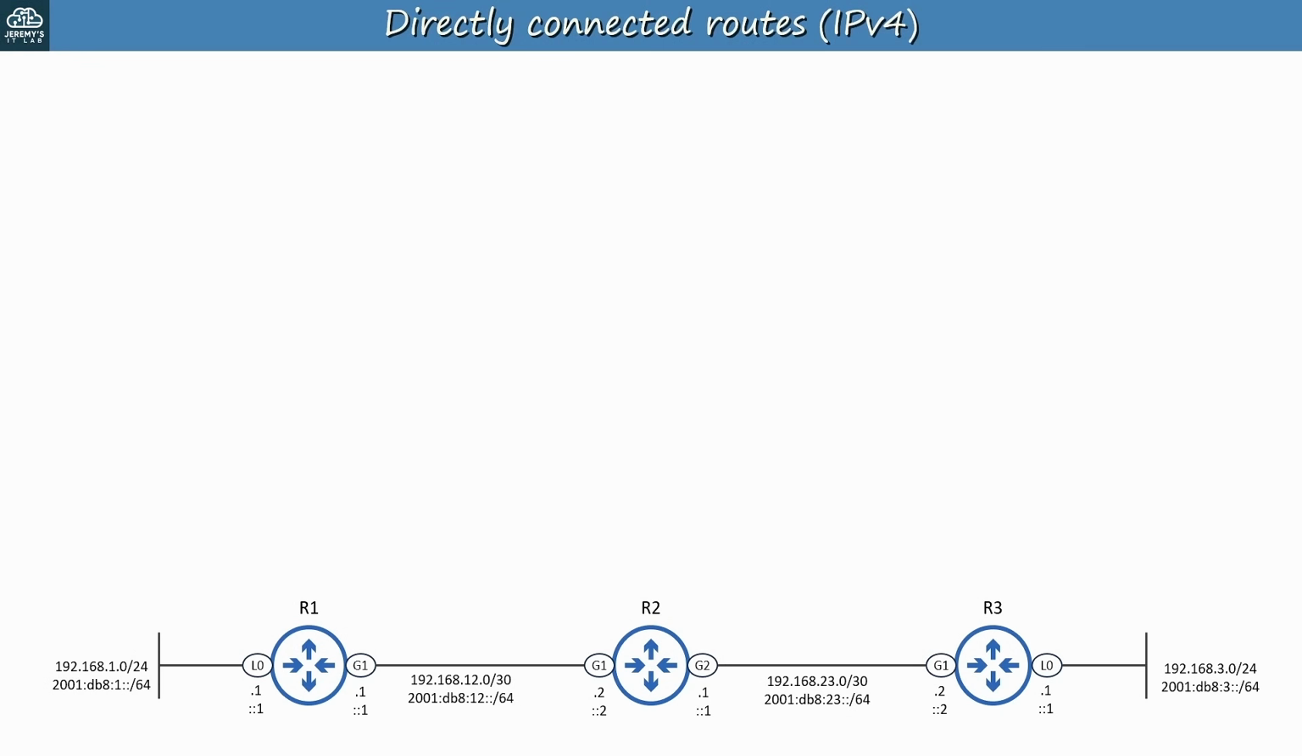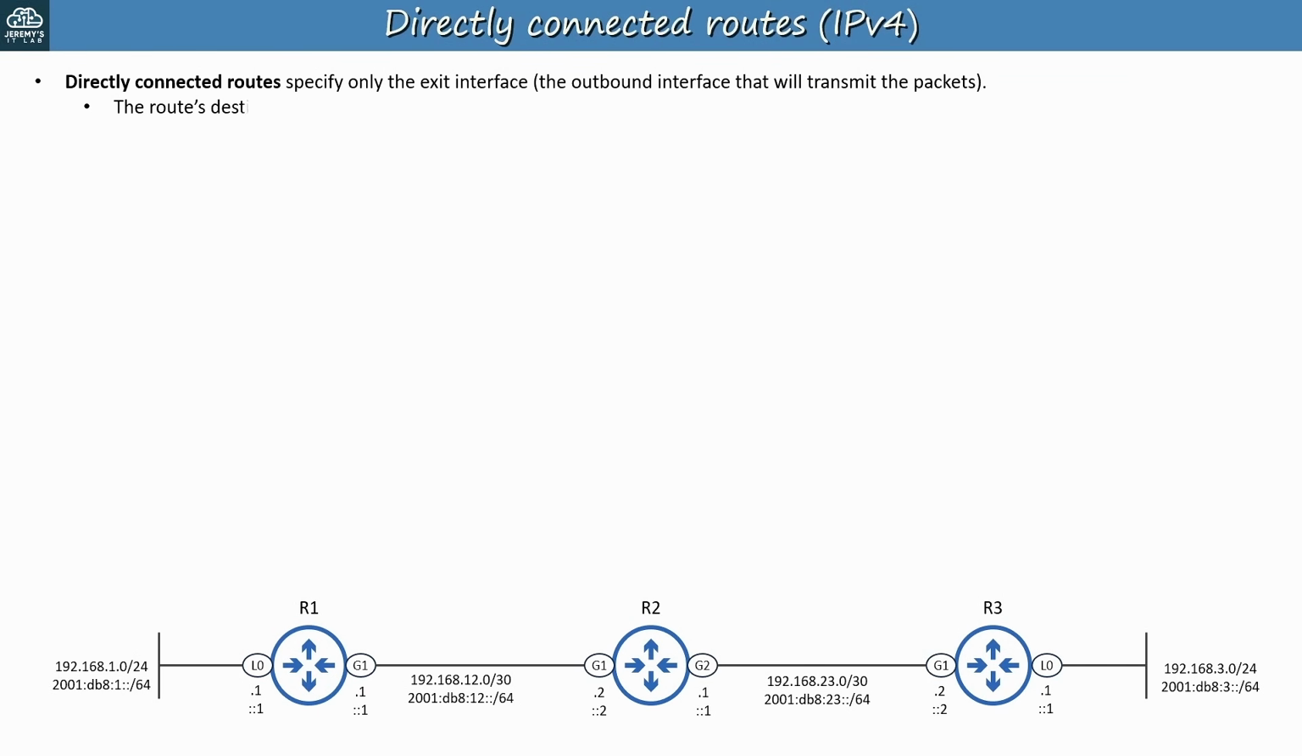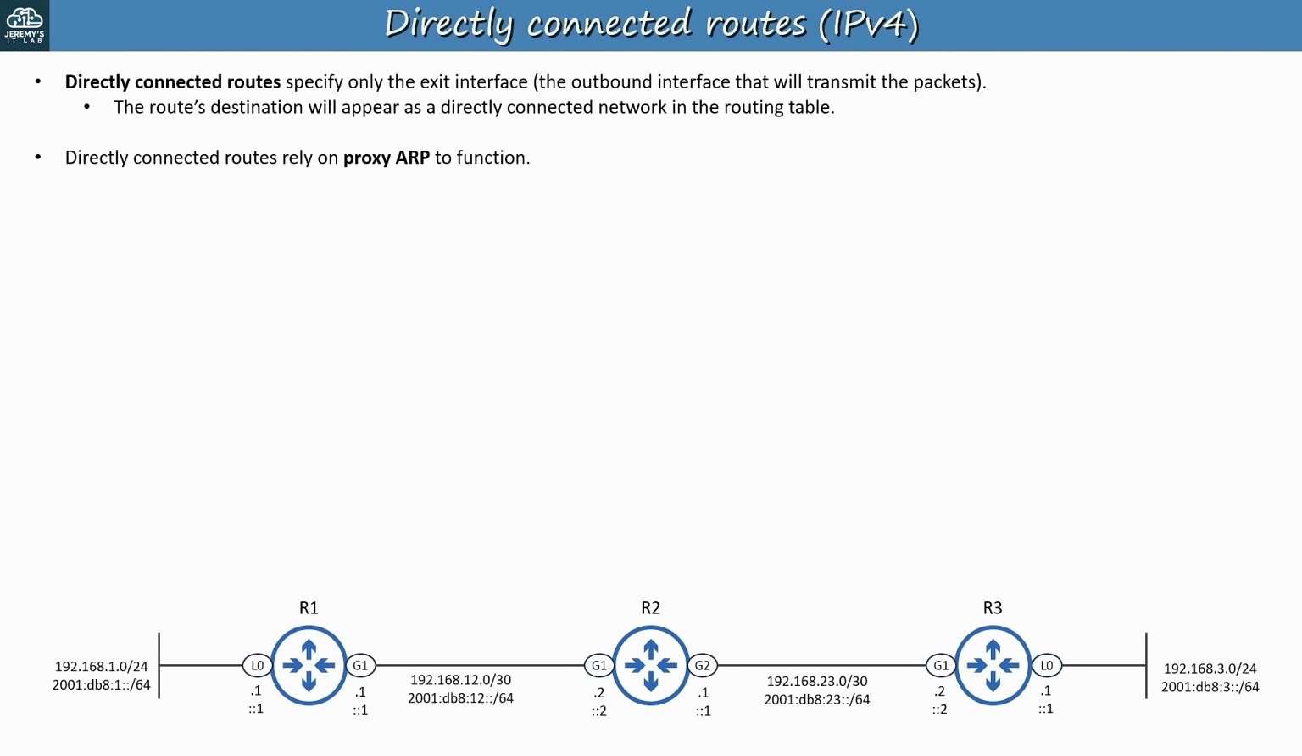Next, let's look at directly connected routes, specifically for IPv4 first. Directly connected routes specify only the exit interface. In other words, the outbound interface that will transmit the packets. They have this name because the route's destination prefix appears as a directly connected route in the routing table, and the router will behave as if it is directly connected. These routes rely on proxy ARP to function. We covered proxy ARP and directly connected routes in the ARP video of the course, so review that video if you don't remember. But now, let's see why directly connected static routes are usually not a good idea.